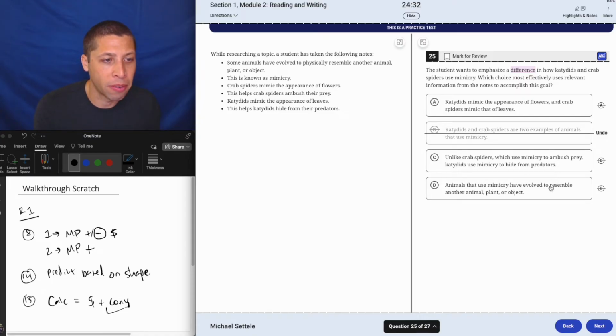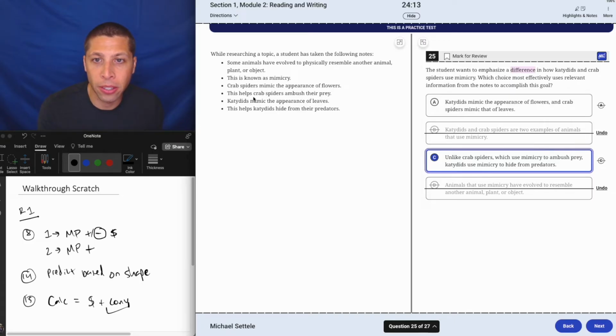Animals that use mimicry have evolved to resemble other... Okay, so it's definitely C, in how they use mimicry, right? So they use mimicry to ambush prey, and they use mimicry to hide from predators. This is definitely it, because this is not emphasizing a difference. It's just saying what they look like. I guess I could double check. So crab spiders, ambush; katydids, hide.